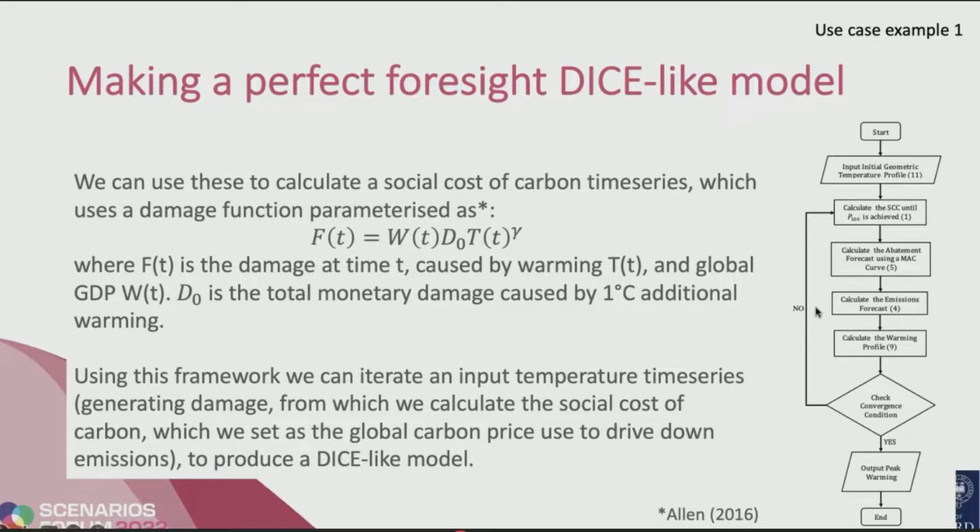And so given that, then we can iterate. We give the model an input temperature time series, that gives us a damage outcome, from which we can calculate a social cost of carbon time series over the 21st century, and use that like a carbon price to then, in our emulator, figure out what CO2 production and what CO2 emissions you'd get. And then you can repeat that, running it again and again, and it harmonizes towards a kind of best future trajectory given the damage that you're going to receive because of that warming.